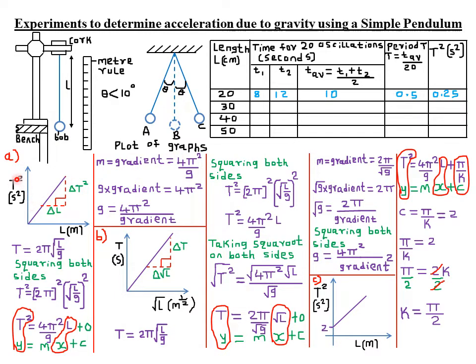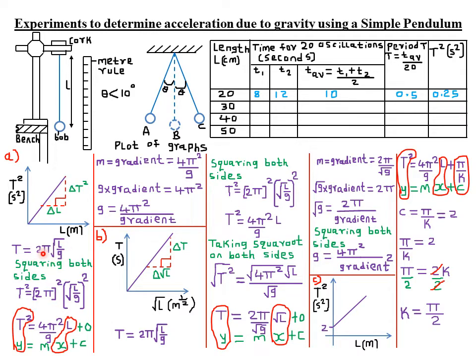So the first graph is a graph of t squared, that is period squared, against length, that is this particular length of our bulb here. And such a graph is usually a straight line graph. And if your graph is starting from the origin, the equation will be of this particular format here. Remember, all the equations are usually obtained from the equation of the period, which is period equals 2 pi root L over G.